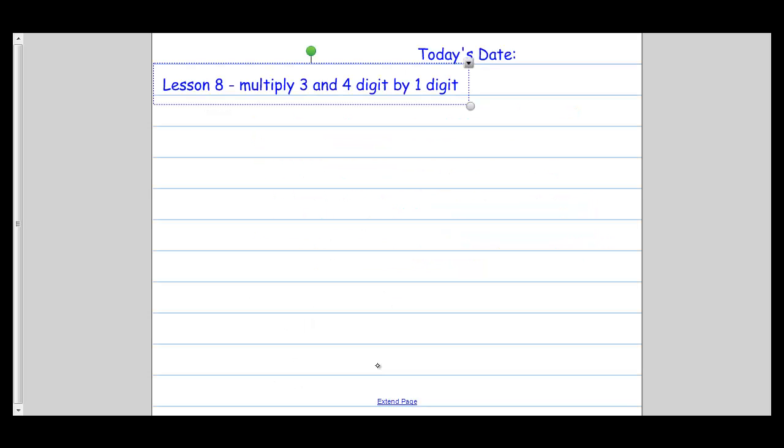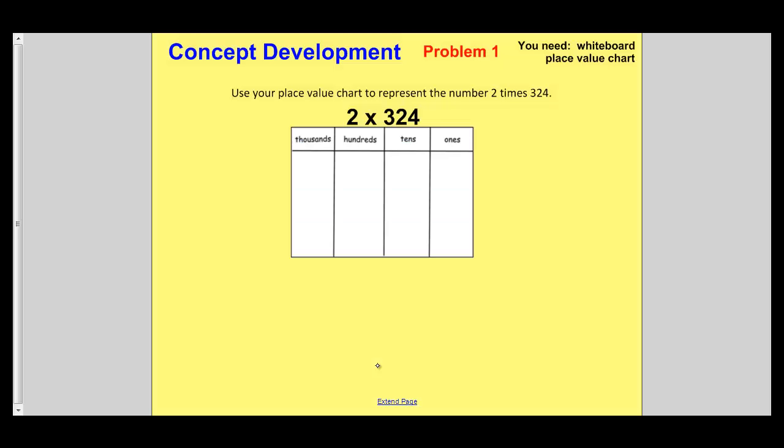So in your math journals, I want you to write today's date, and then I want you to write Lesson 8, multiply 3 and 4 digit by 1 digit, and then when you get that ready, I want you to press play. Today we're going to be doing 2 problems in your math journal. So I want you to go ahead and draw a place value chart just like the one that you see here, and I want you to label 2 times 324 at the top, just like I have. Then I want you to represent 324 times 2, just like we did the other day.